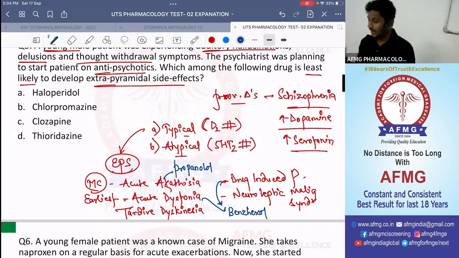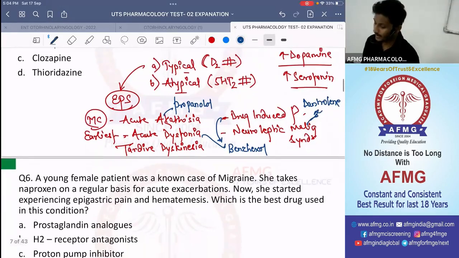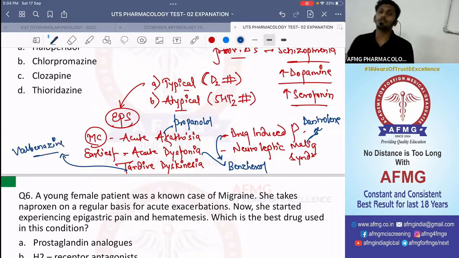No issues with anybody? If they ask you what is the drug of choice for neuroleptic malignant syndrome, it acts mainly on which receptors? Ryanodine receptors, and that drug is called dantrolene. And in tardive dyskinesia, if they ask what is the drug of choice? Very good. The answer should be tetrabenazine or valbenazine. Tetrabenazine is also the drug of choice in Huntington's chorea, a trinucleotide repeat expansion disorder, with CAG repeats. No issues with this, anybody?